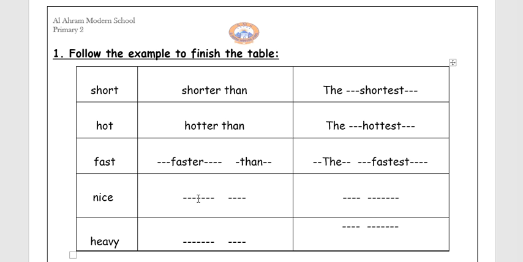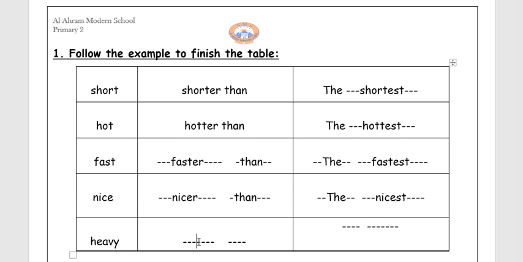Nice. This one is ending in E. So in the comparative form, we just add R. We say nicer than. In the superlative form, we say the nicest. I just add st.